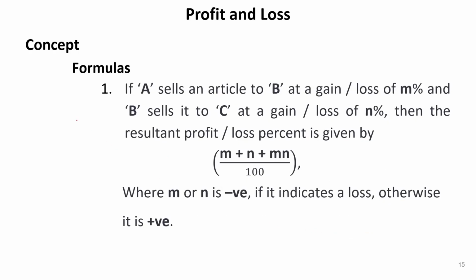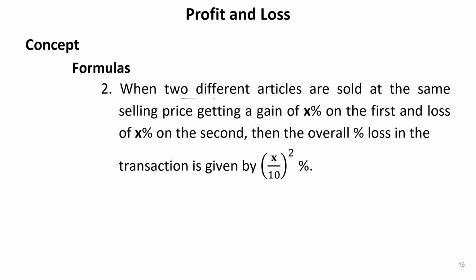So let's see the next formula, that is, A sells an article to B at a gain or loss percentage of M%, and B sells it to C at a gain or loss percentage of N%. Then the resultant profit or loss percent is given by M plus N plus MN by 100. Okay, where M and N are negative, it indicates a loss, otherwise it is positive and indicates a profit. So when two different articles are sold at the same selling price, getting a gain of X percent on the first and a loss of X% on the second, then the overall percentage loss in the transaction will be given by (X by 10) whole power 2 percent.